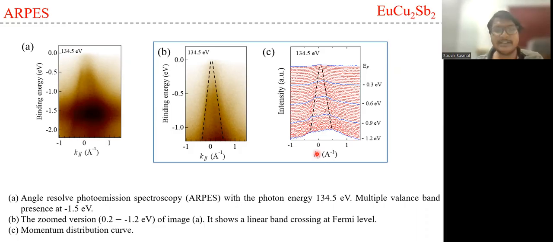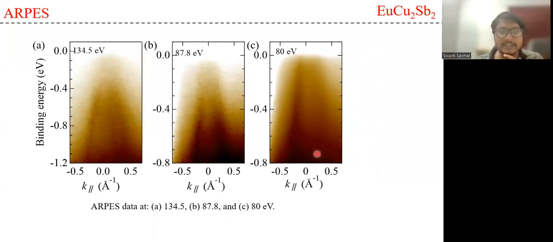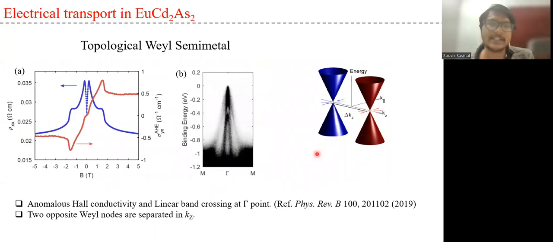Later on, our DFT calculation also reveals the presence of this Dirac cone in these cases. Although the analysis is yet to be completed, the understanding comes from one example I show you, which also shows similar behavior. Here is EuCd2As2, which is known as a topological Weyl semimetal, and it also shows a similar linear band crossing near the Fermi level.